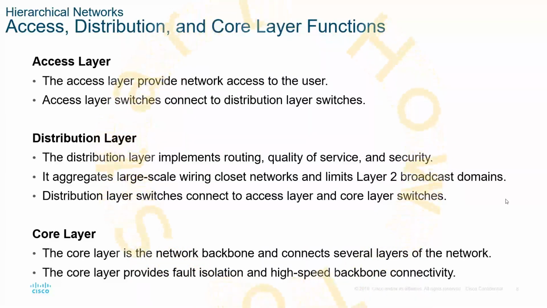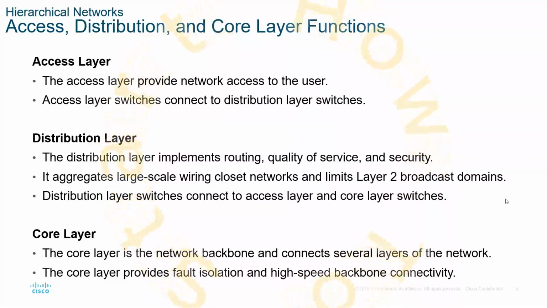Again, a lot of the frame control or network shaping is going to happen at this layer. The distribution layer will connect the access layer devices to the core layer devices. Again, the core layer is the top layer, so the distribution layer will act as an intermediary. The core layer is the network backbone, and it will connect to several layers of the different networks. The core layer also provides fault isolation and high-speed backbone connectivity. This is going to be the most expensive area of those switches.